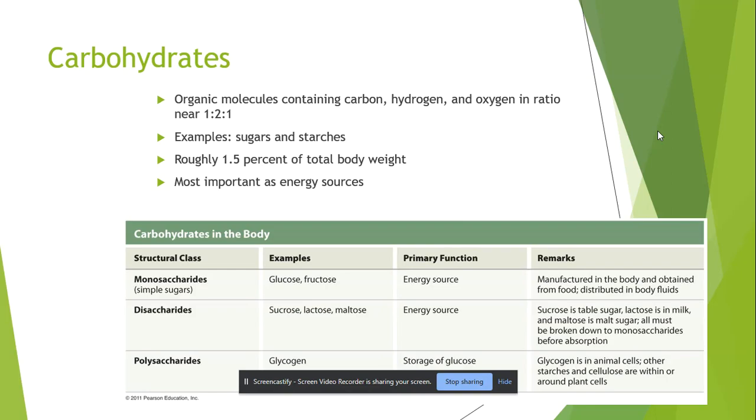You have a few different subcategories of carbohydrates. These include the monosaccharides, which are your simple sugars, things like glucose and fructose. You have your disaccharides, which are a combination of your simple sugars, or monosaccharides, such as sucrose and lactose. And you have your polysaccharides, which are your larger chain, more complex organic carbohydrates like glycogen and things like that.